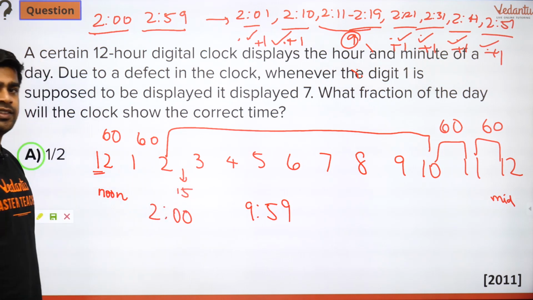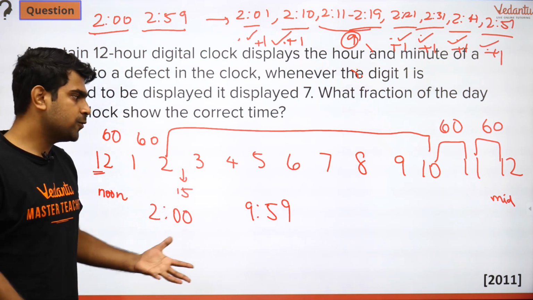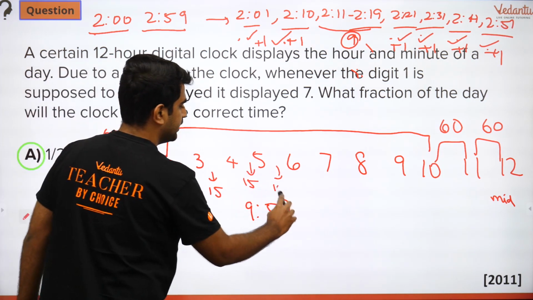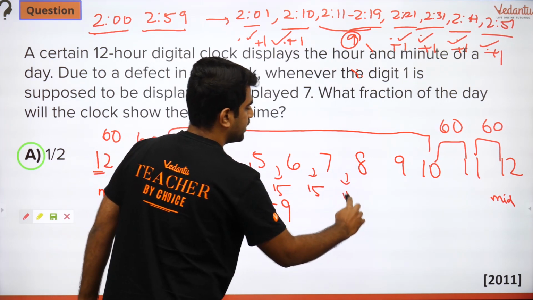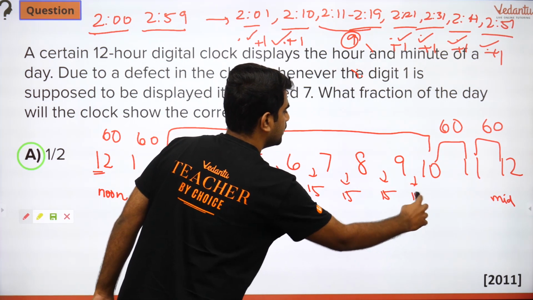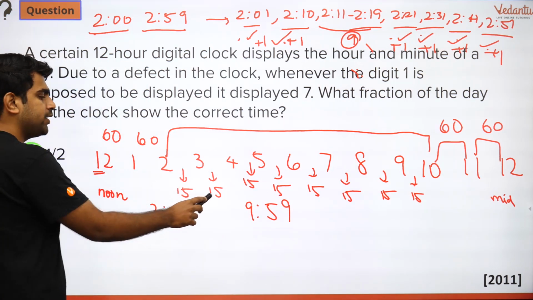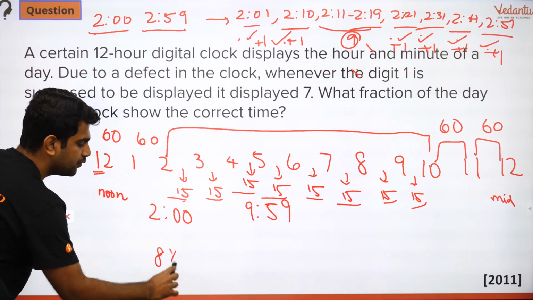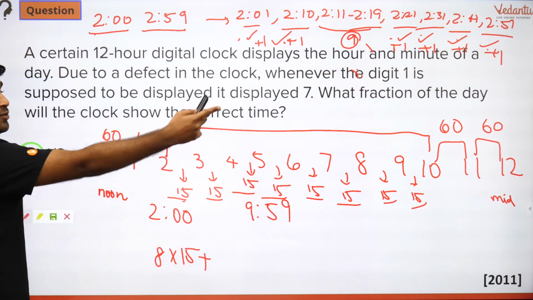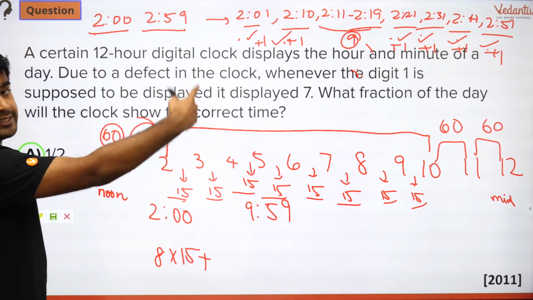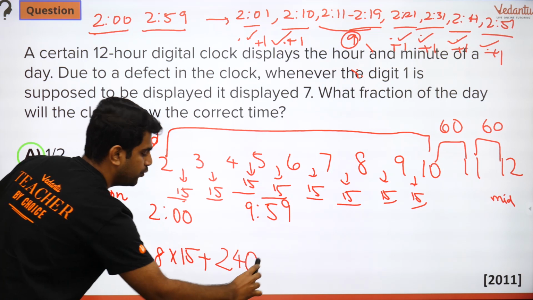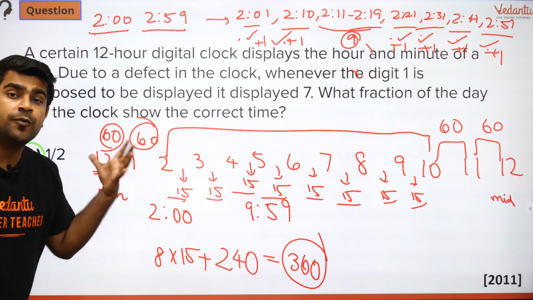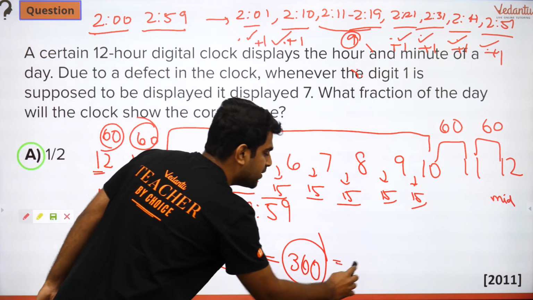Do you think 3 to 4 will also be the same? Of course it will be the same. So 15 again here, again 15 here, again 15 here, and again 15 over here. So how many 15s do I have? 1, 2, 3, 4, 5, 6, 7, 8. So 8 times 15 plus 4 times 60. 4 times 60 is 240. So totally 360 minutes of wrong time. That is almost equivalent to how many hours? 6 hours.